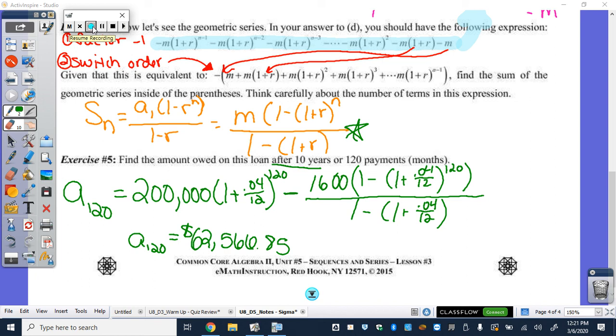Let's get that number, $62,566 and then 85 cents. Again, that's how much you have left after 10 years. You still have another 62,000, almost 63,000 to go. But with $1,600 of monthly payments, for 120 payments, you've paid $192,000. You should only have about $8,000 left. Because of that interest, you still have $62,000 left to go.